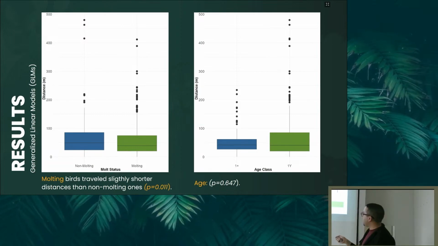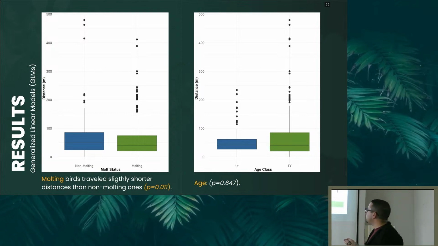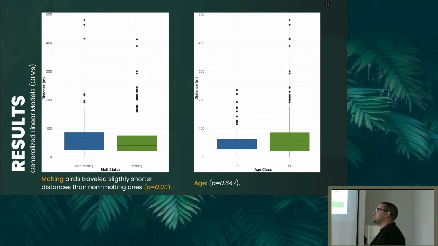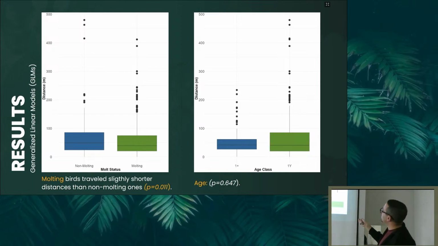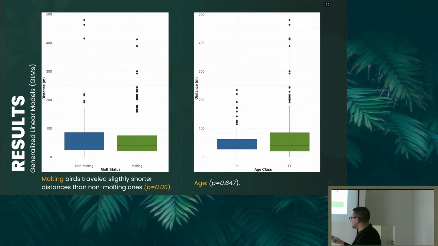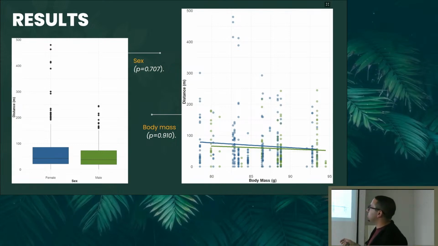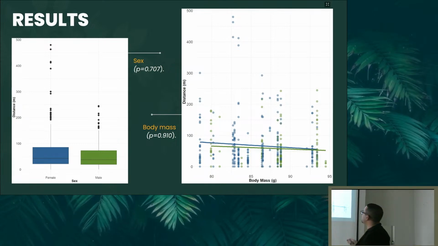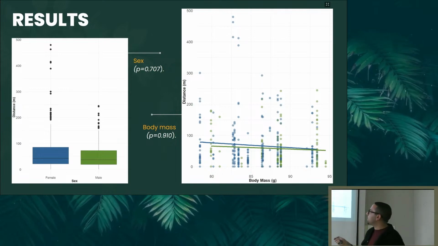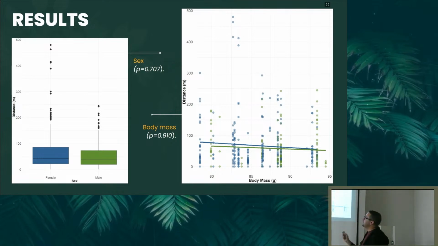When we assessed age on the movements in the non-breeding season, we couldn't find any differences between older and younger birds, despite some younger birds showing increased distances traveled compared to the older birds, but we couldn't find a strong effect. Same thing with sex and body mass: regardless of whether they were female or male, heavier, bulkier or lighter, there was no effect of these 2 factors on the movements in the non-breeding season.